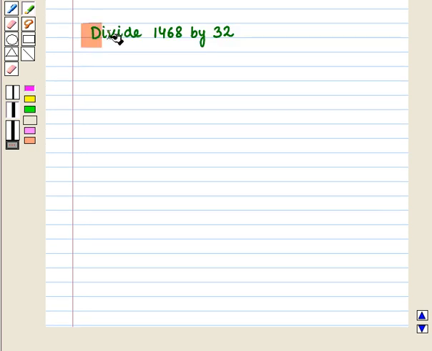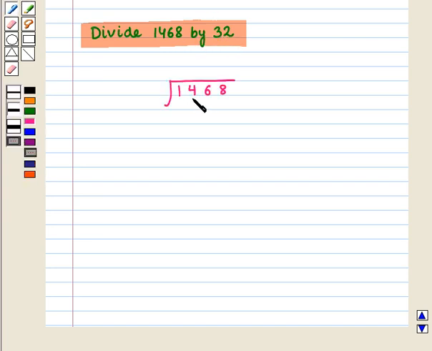Now let us divide the whole number 1468 by 32. So inside we write the dividend 1468, outside we write the divisor 32. Now we shall divide. See, 32 into 4 is 128, and 32 into 5 is 160. So 128 is less than 146. So we will take 4 in the quotient. So we write 128 below 146 and subtract.